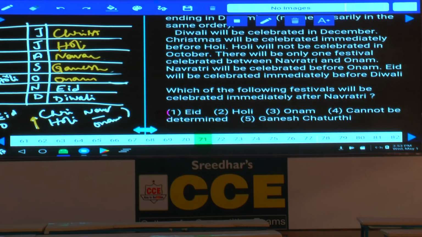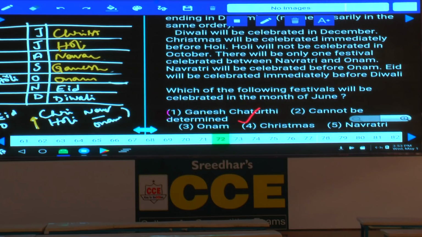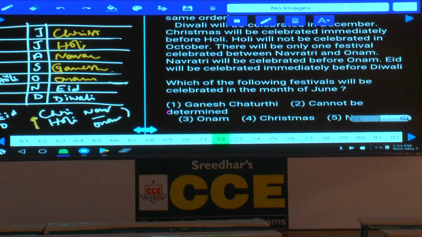Now in question number 71, which of the following festivals will be celebrated immediately after Navratri? Immediately after Navratri, that is Ganesh Chaturthi, that is choice 5. Then question number 72, which of the following festivals will be celebrated in the month of June? In the month of June, Christmas, that is choice 4.